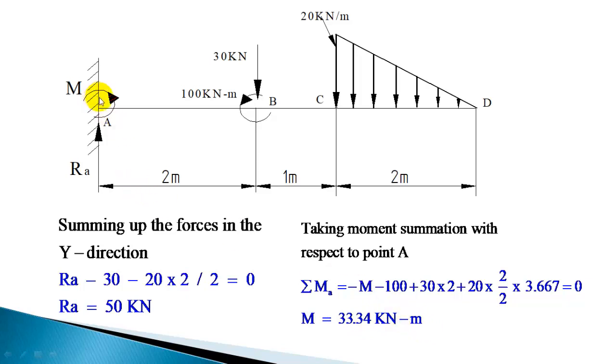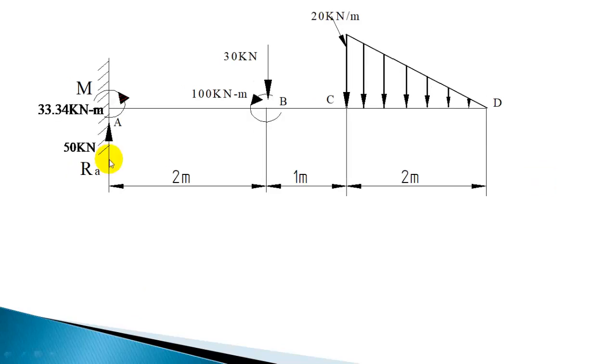So after getting the resisting moment and reaction at A, we can calculate the shear force and bending moment. Now let us calculate the shear force at various sections. Now the reaction we got RA, vertically upward 50 kN, and resisting moment or reaction moment 33.34 kN meter, anti-clockwise direction.